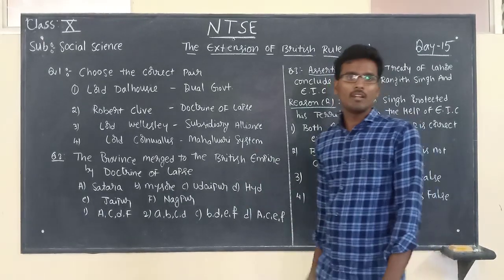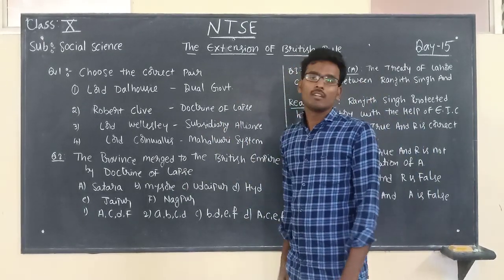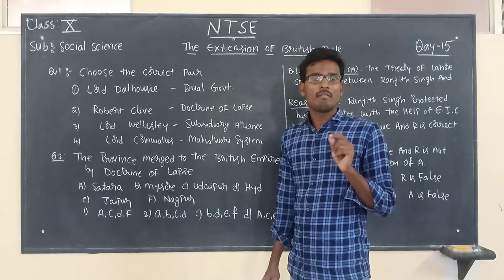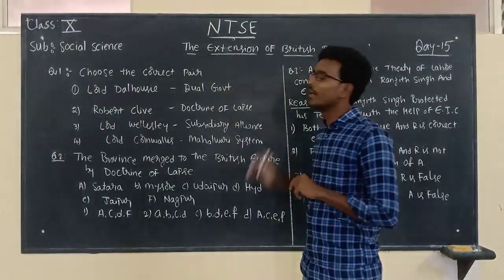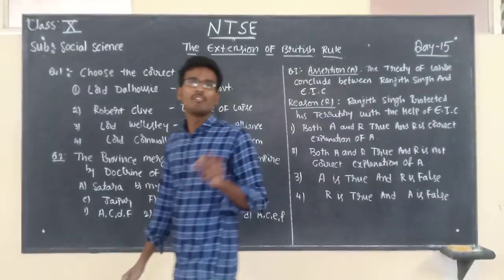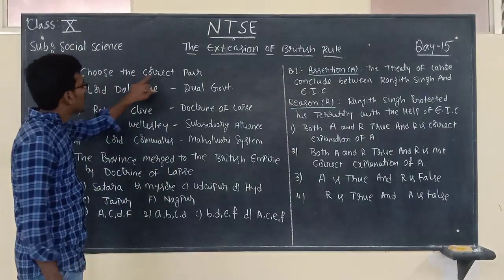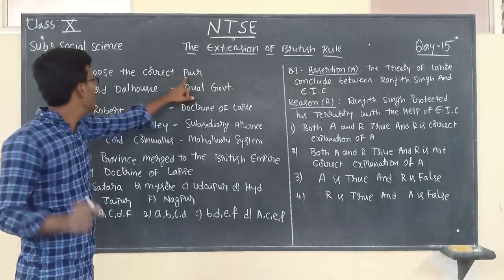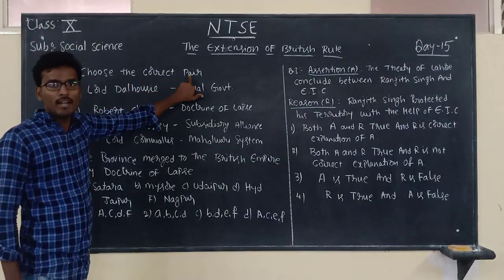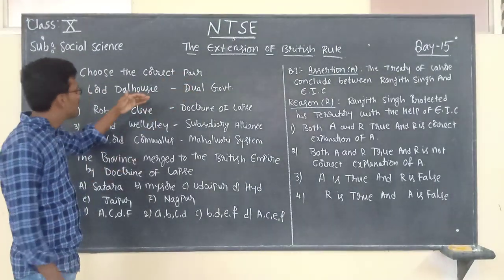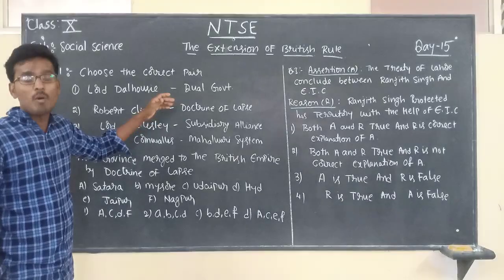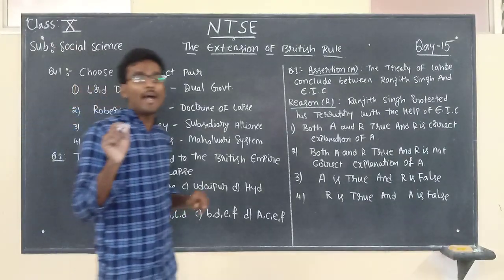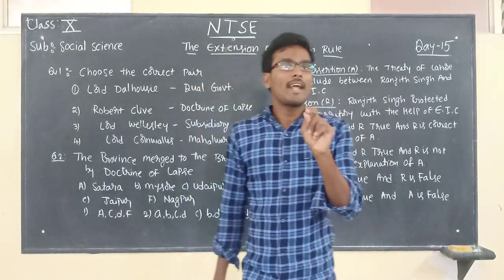Here you go, children. The first question in the NTSE model from the lesson, the extension of British rule. Look at the question carefully here. Choose the correct pair among the following. It is the easiest model only. Actually, here the matchings are already given. Among that matching, we have to identify which is the right match.